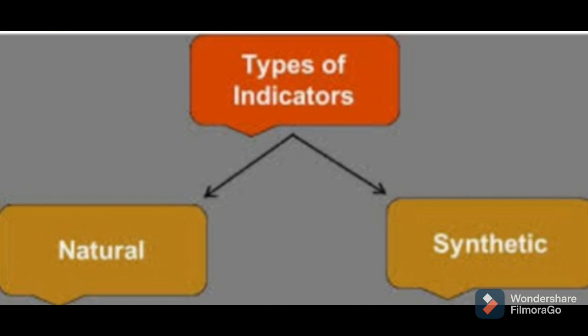Then what is meant by natural indicators? The indicators or the substances which we get from nature and we just use as indicators are called natural indicators, and the indicators which are synthesized in the laboratory are called synthetic indicators.